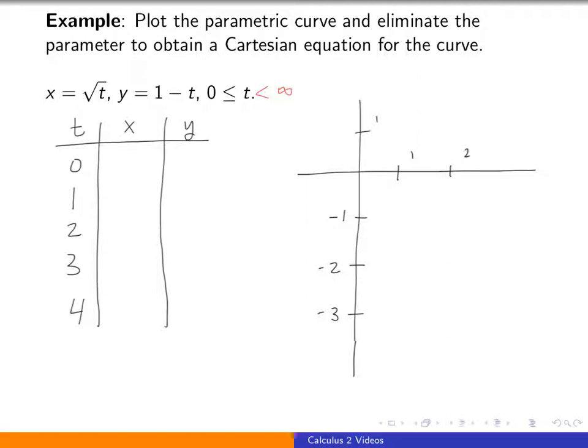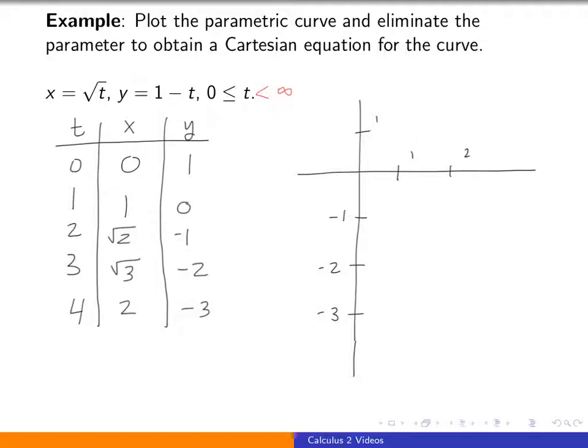And let's just go ahead and start off by looking at a few values. When we plug in t equals 0, we get x is 0, y is 1. When t is 1, we find that x is 1 and y is 0. When t is 2, we have x is the square root of 2 and y is minus 1. When t is 3, x is the square root of 3, y is minus 2. And when t is 4, x is 2 and y is minus 3. And note, all we are doing is just plugging those respective t values into the given parametric equations.